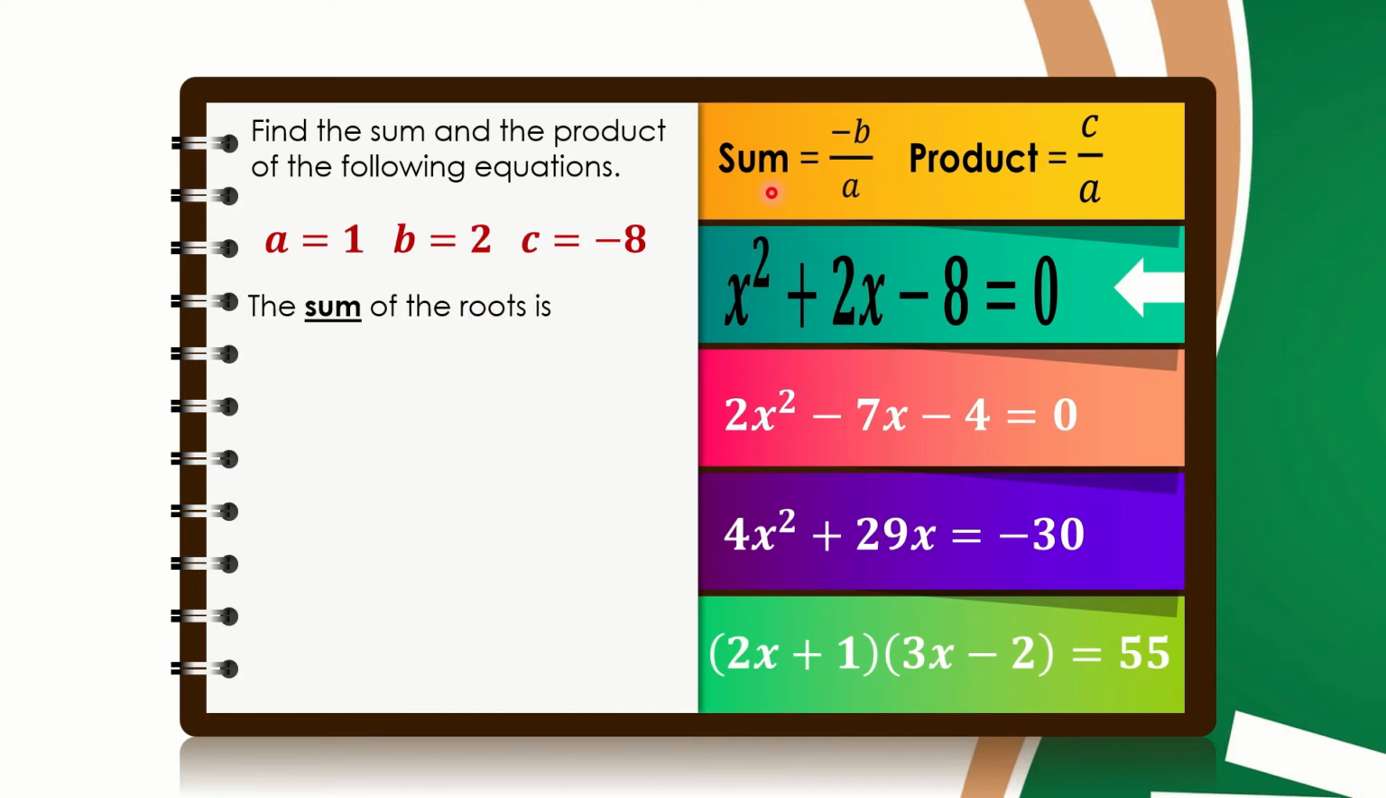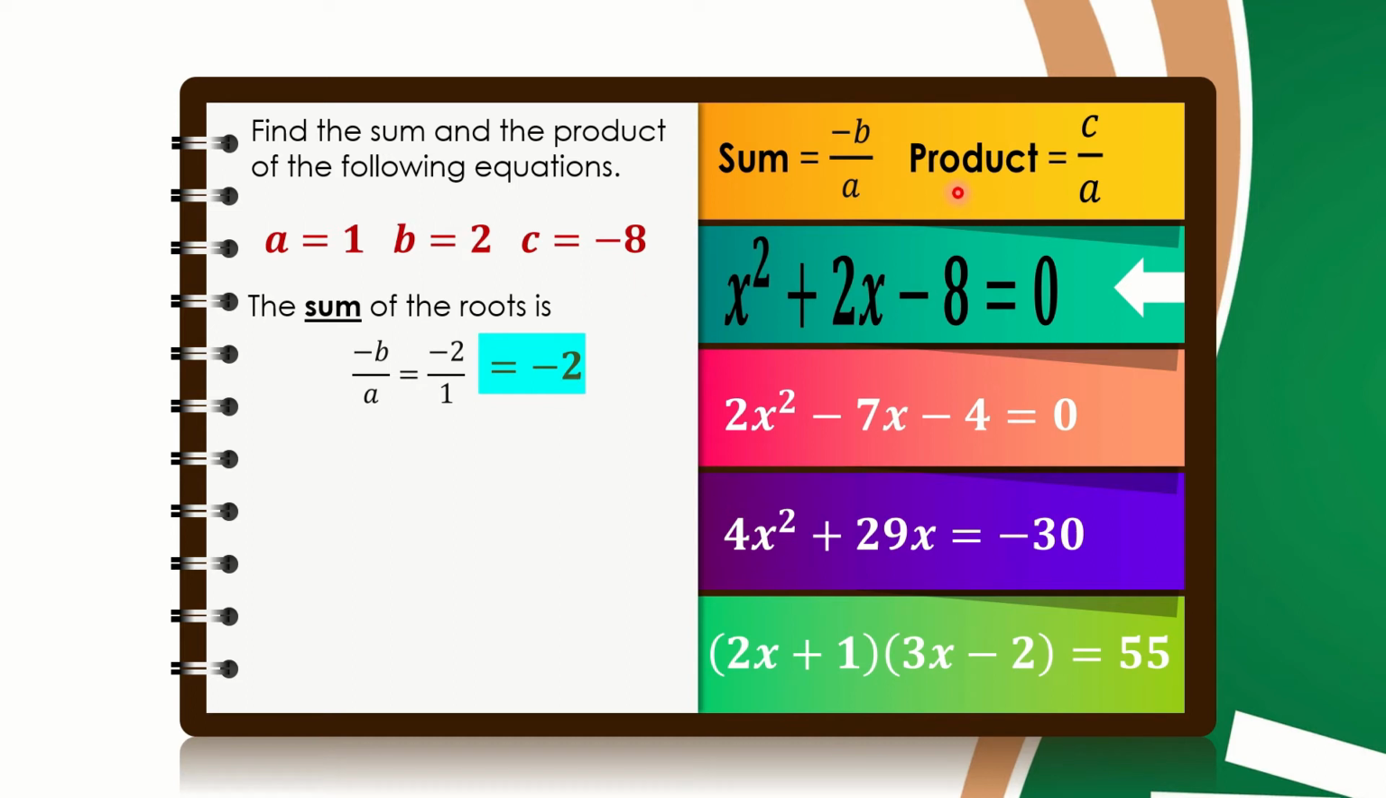So from the sum, it says that we need b and a. Therefore, substitute positive 2 and 1 to our formula. So we have negative 2 over 1, 2 for b and 1 for a. So simplifying negative 2 all over 1 is equal to negative 2. Therefore, the sum is negative 2.